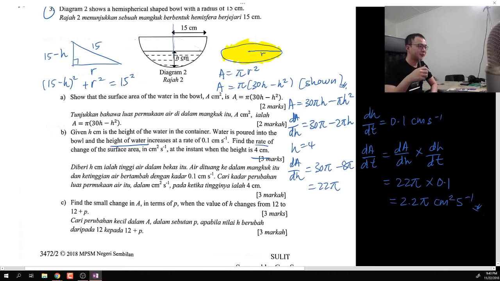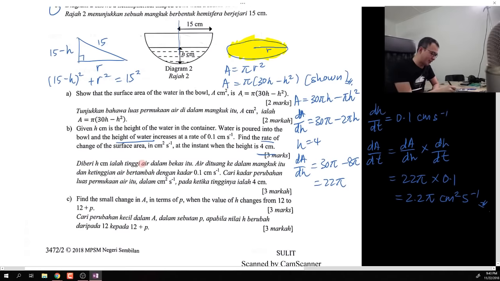Alright, so I hope you can understand. Then we are done with part A and part B, so we go to part C. Part C asks you to find a small change in A in terms of P when the value of H changes from 12 to 12 plus P. Since the H value is changing, the change of H is basically P, right? Use the new value minus the old value: 12 plus P minus 12, you get P.